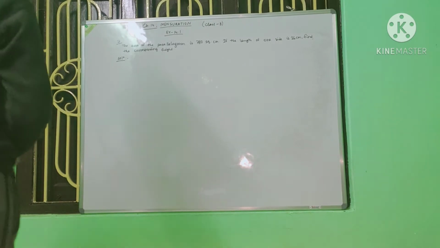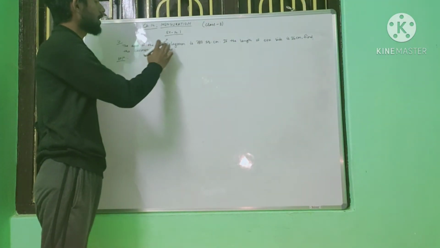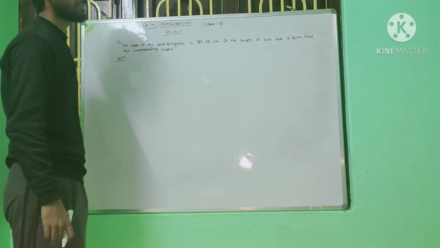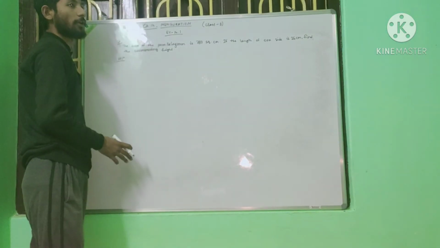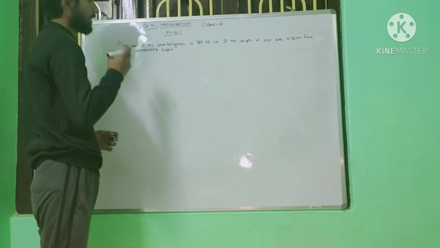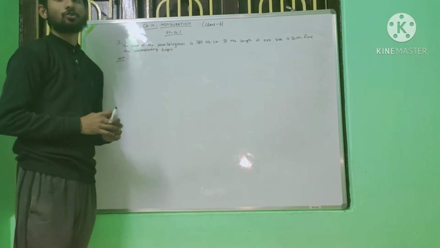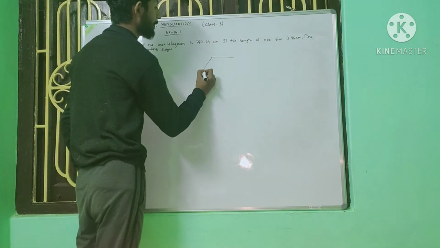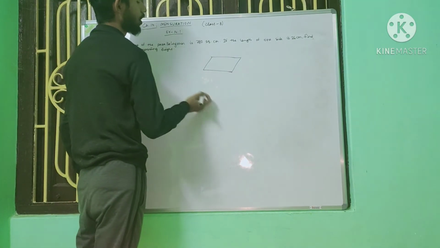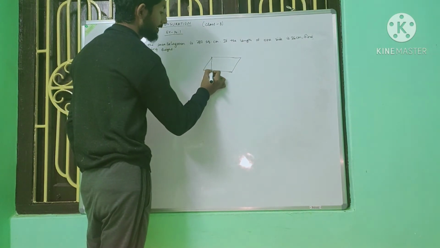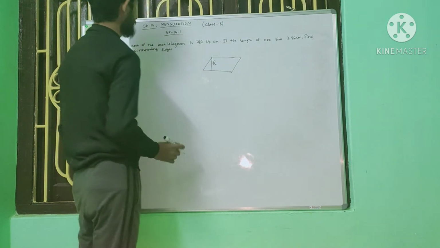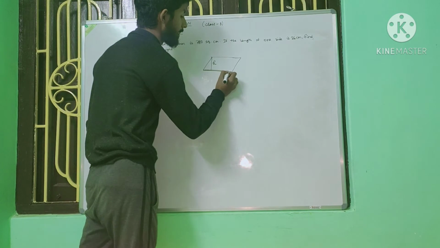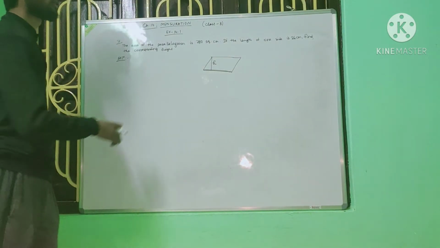Now we will see question number 7, which is written the area of the parallelogram is 780 square centimeter. If the length of one side is 26 centimeter, find the corresponding height. What do you know? That the area of the parallelogram is base into height. So here if you draw a parallelogram, this height will be called as height. Which kind of height? Corresponding height of this base.